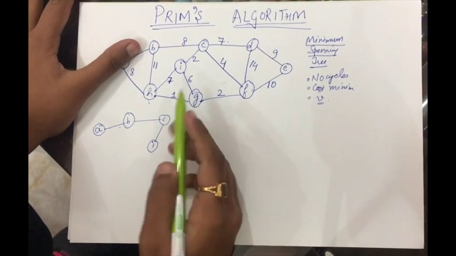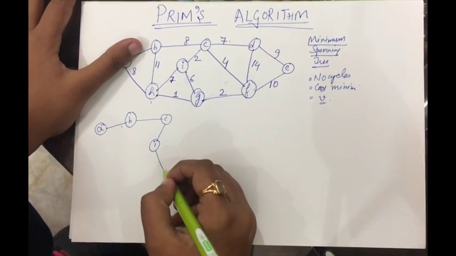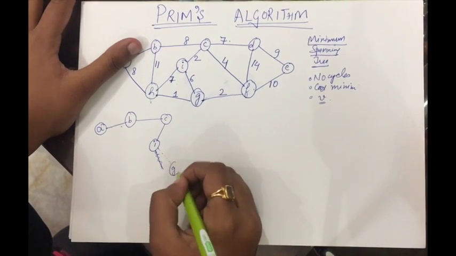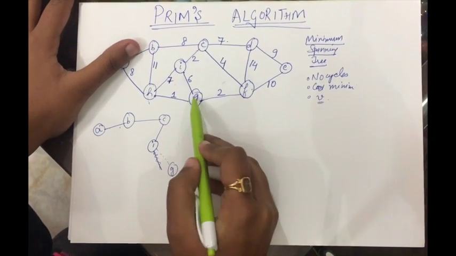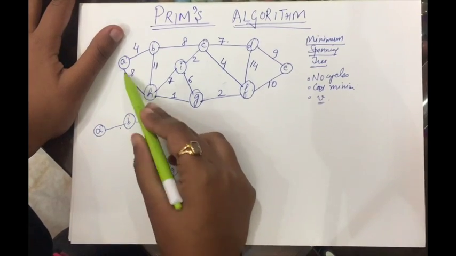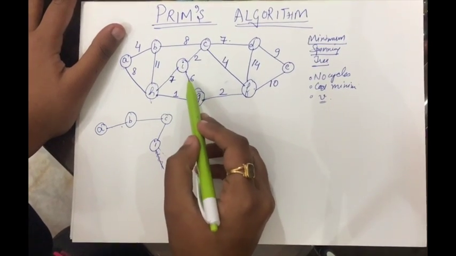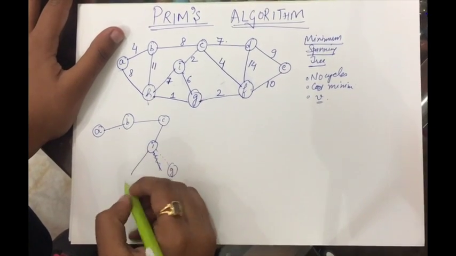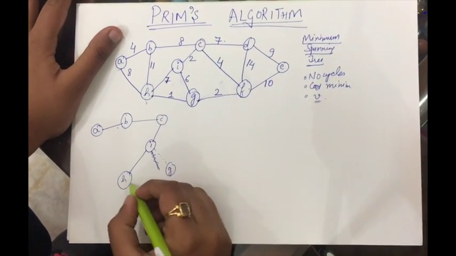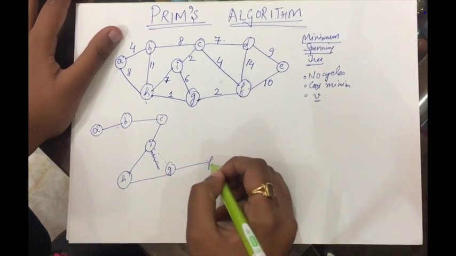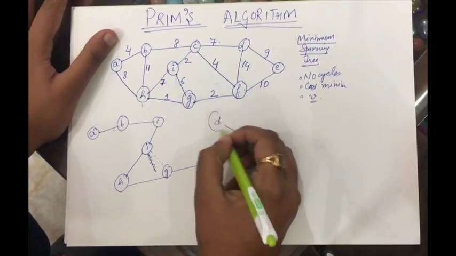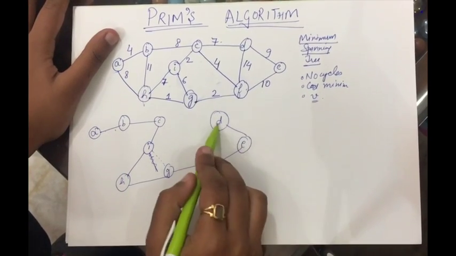Now you see, if I go from I to G, what is going to happen? If I go this side, I'll have to form a cycle, which is not allowed. And if I go this side, H will be left. So I go from I to H, then from H to G, from G to F, from F to E, then from E to D. In this way, all the nodes are covered.